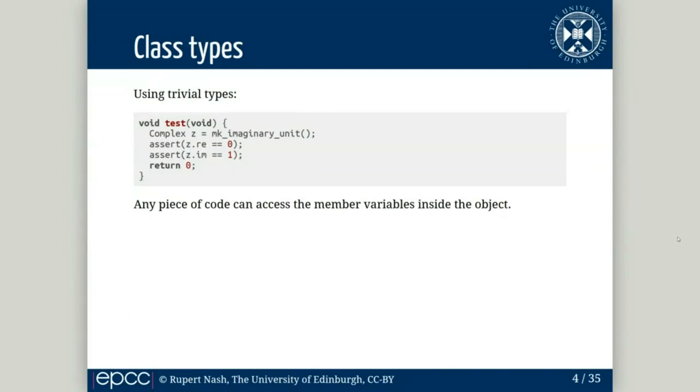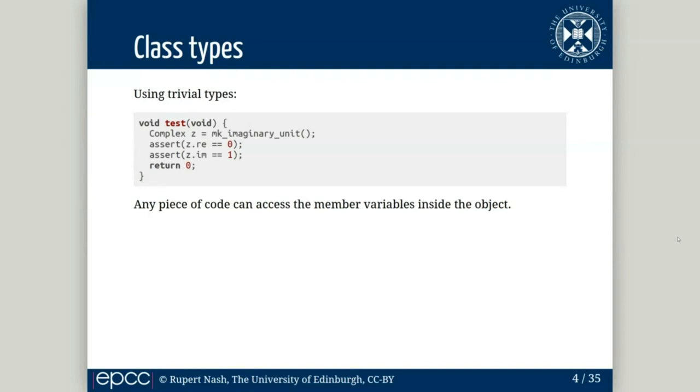So we can access them and update them in the same manner. Similar to the previous slide, here we're creating a complex variable z, and we're calling the function, and we're getting a new object, a new type, being returned to z. Then we're calling this assert function, which is actually a set of macros, but it's effectively a function that tests the conditions inside the brackets, and if they're not satisfied, then it will throw an error and an error message, and stop execution.